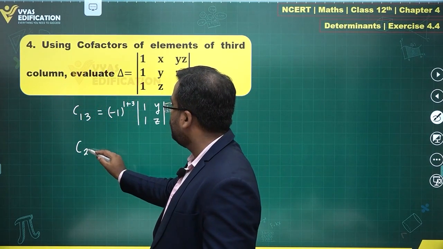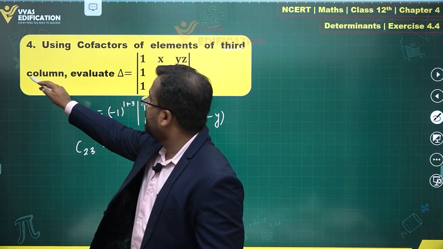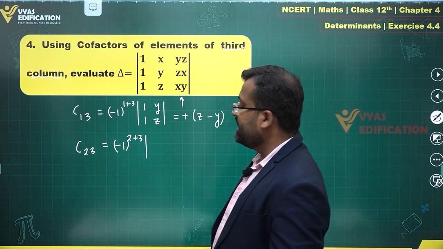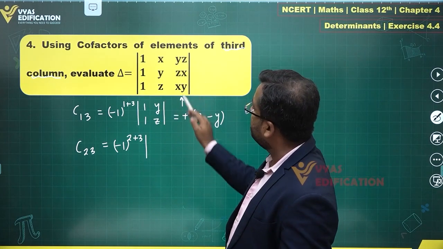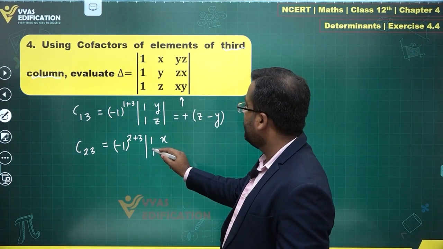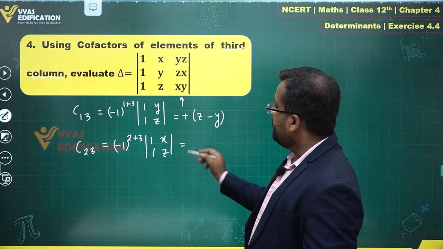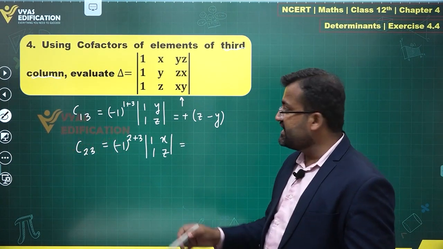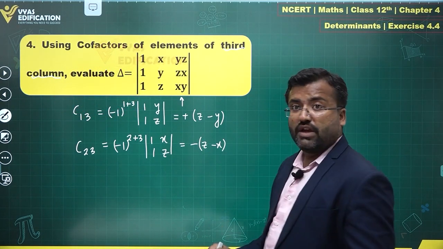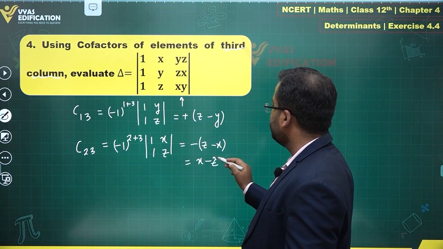Next you'll have C23, the third column. That's what you're interested in, right? And C23 will be minus 1 power 2 plus 3, the determinant obtained by removing the second row and the third column, so you get 1 x 1 z. This will be equal to minus 1 power 5, which is minus, and what you'll get is z minus x. If this is minus of z minus x, this will convert to x minus z, as you can clearly observe. That's simple.